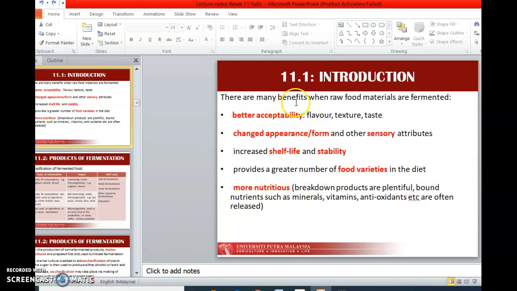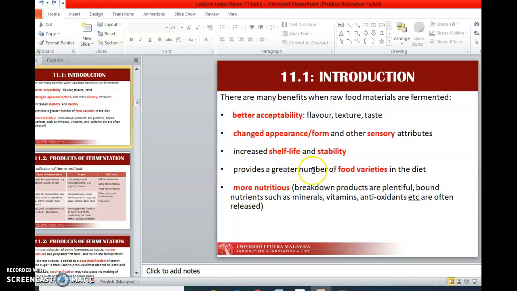Okay, there are many benefits when raw materials are fermented. The first one, it can be better acceptability. This depends on the person. For example, if you don't like belacan, then it is not better for you, but certain people like belacan, so it is a better acceptability. It can change the appearance, form, and other sensory attributes. For example, belacan is completely different from fresh prawns. They can increase shelf life and stability because the good bacteria can outgrow the bad bacteria.